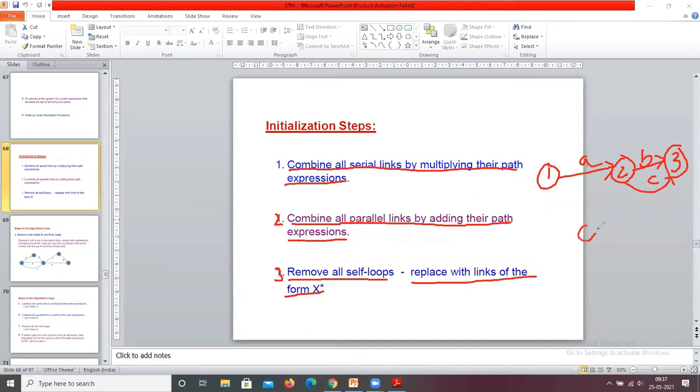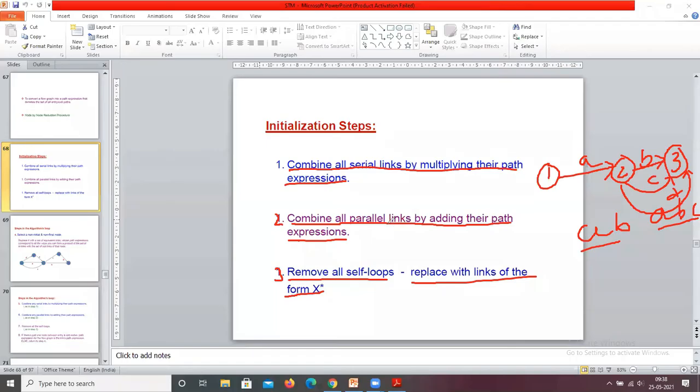What does it mean? It is AB, ABC. So two links, two different paths. Now you can combine all these links by multiplying their path expressions. This is the first path expression and this is the second path expression. Next, combine all parallel links by adding their path expressions. Is there any parallel link like this? Yes, this is parallel: C, D and B are the parallel links. Now we combine them by adding their path expressions.